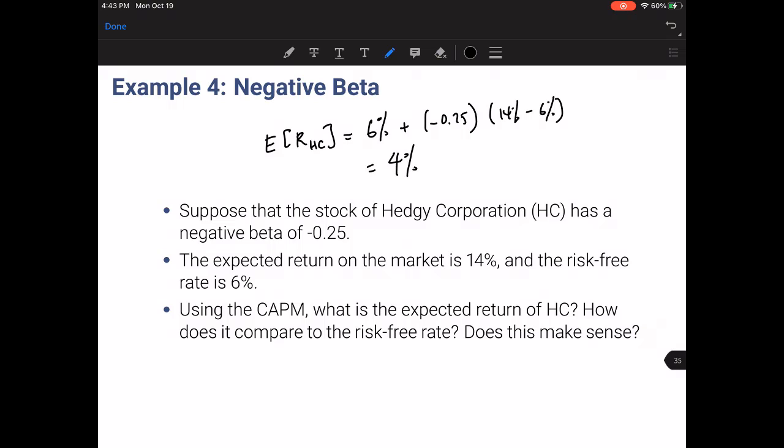Yes, it makes sense because it has risk, but it's negatively correlated with the stock market, so you can get something that has lower returns for sure, right? Because there's negative correlation with the stock market, so it makes sense.